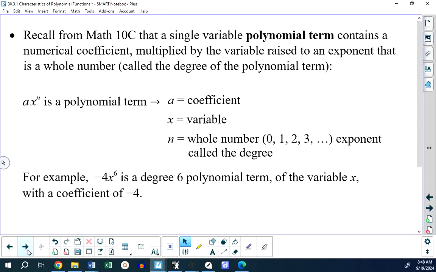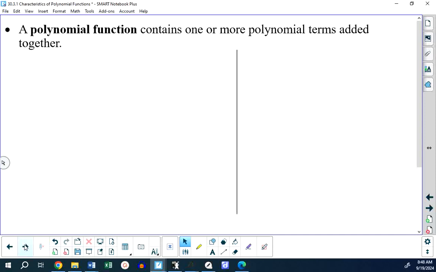So as a further illustration, if I look at the polynomial term negative 4x to the 6, we could say that that's a degree 6 polynomial term, which tells us that the exponent on the variable is 6. Of the variable x, sometimes you will see "in the variable x," and that just means the variable happens to be x, and the coefficient of that term is negative 4. And that's just a review from maybe even grade 9 math, because you learn about polynomials there as well.